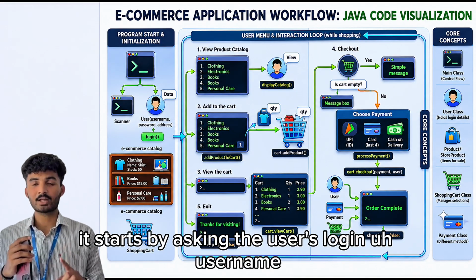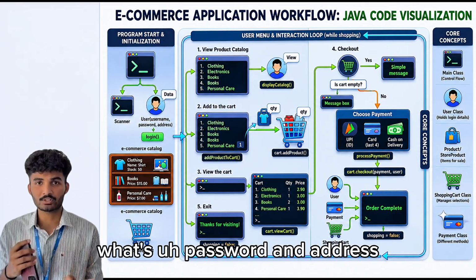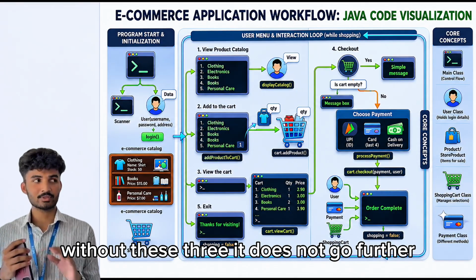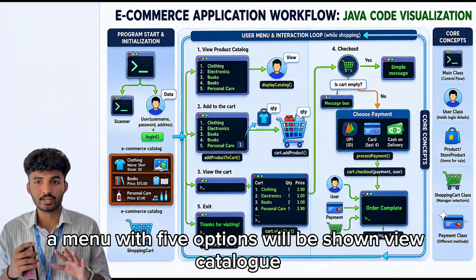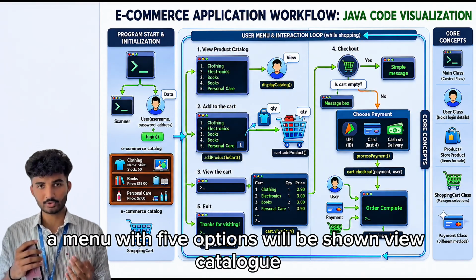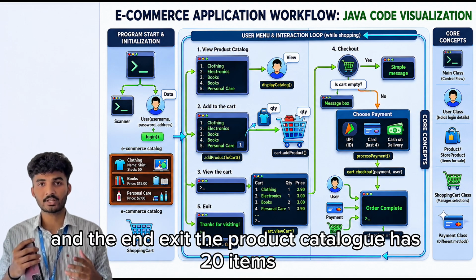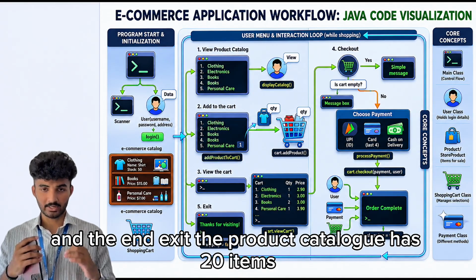It starts by asking for the user's login: username, password, and address. Without these three, it does not go further. After login, a menu with 5 options is shown: View Catalog, Add to Cart, View Cart, Checkout, and Exit.